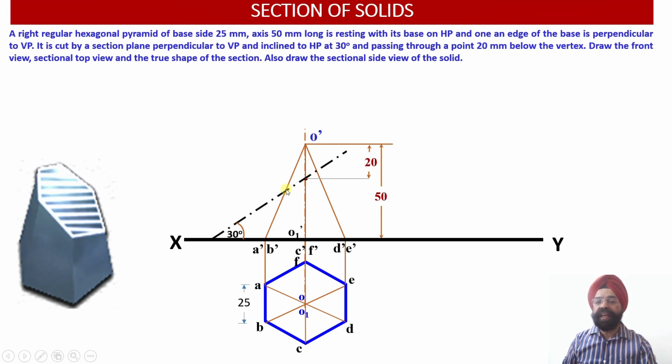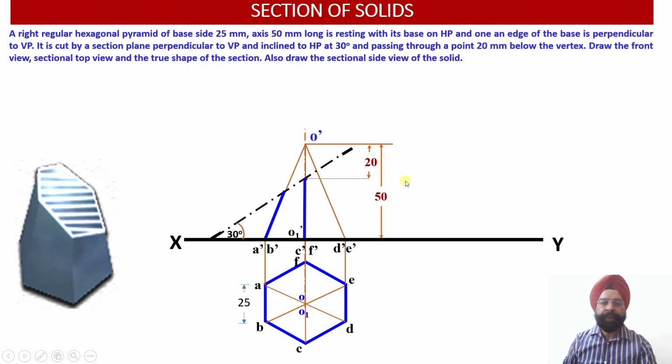Now this cutting plane is going to intersect all these 6 slant generators: O dash A dash, O dash B dash, similarly O dash C dash, O dash F dash, and similarly it is going to cut O dash D dash and O dash E dash. So all the 6 generators have been cut. So there are going to be 6 points of intersection. But before that, let us join the remainder portion, because this portion of the solid has been cut and it has been discarded. It has been thrown out.